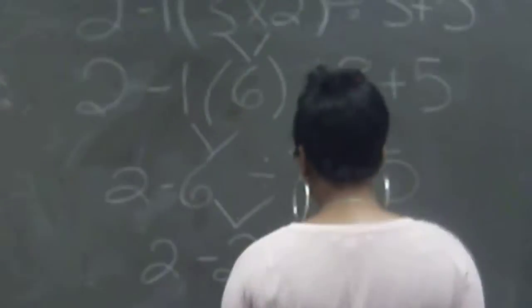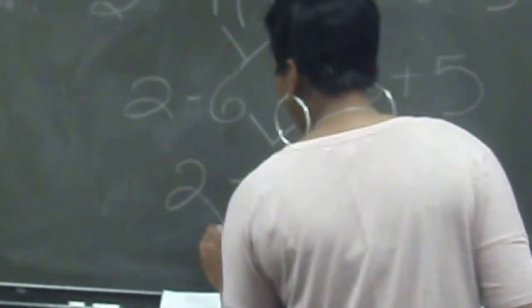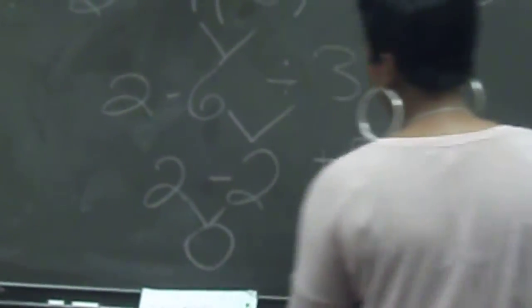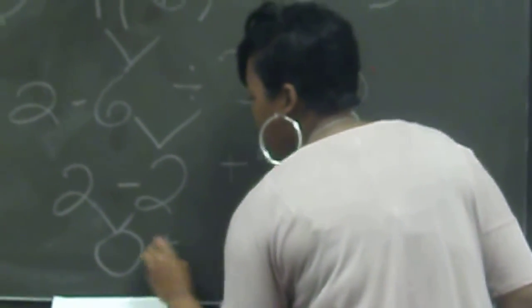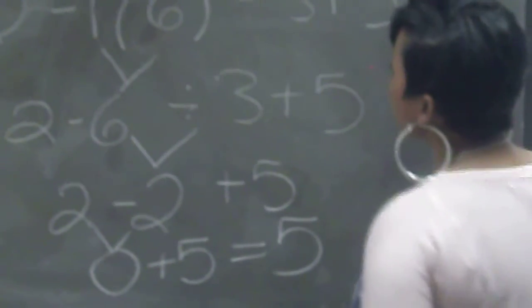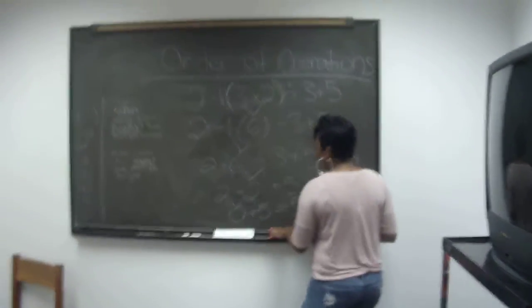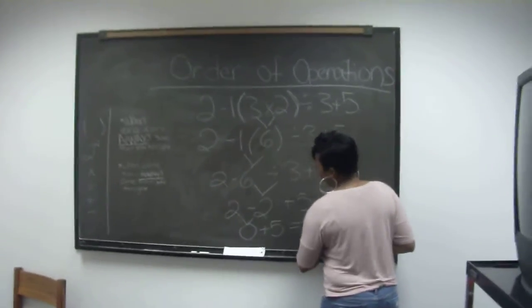So first we're going to do 2 minus 2, which is 0. Then we're going to bring everything else down, plus 5 equals 5. So this is how we do order of operations. Now I'm going to do a problem, and I want you all to do it with me. Okay?